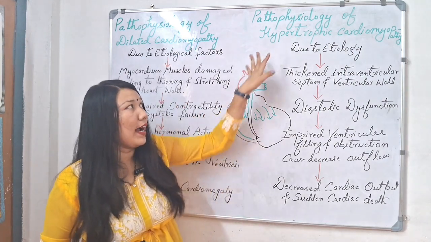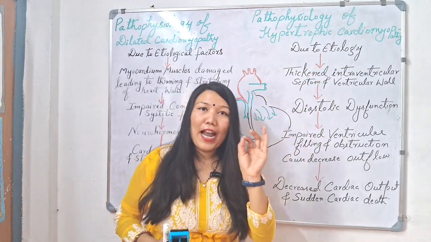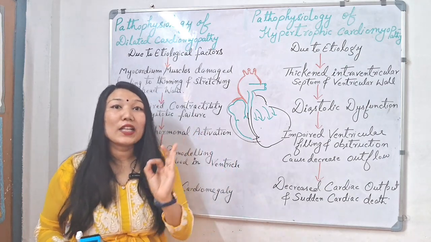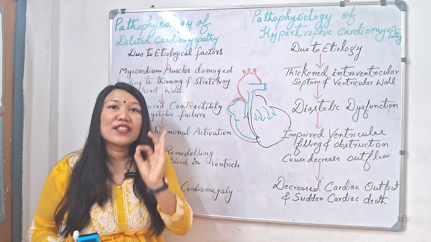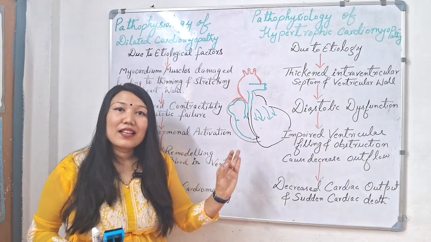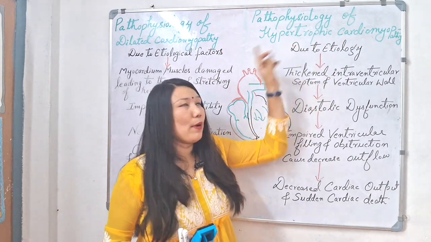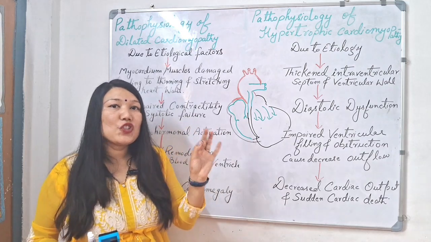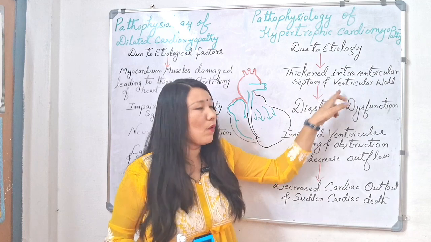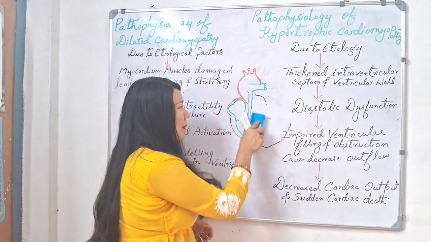So what happens in hypertrophic cardiomyopathy? Due to etiology. The main etiology for hypertrophic cardiomyopathy is a genetic mutation in the sarcomere protein. Sarcomere protein is essential for the muscles. Okay, the muscles are formed through the sarcomere protein. So whatever causes there are for hypertrophy, the main cause is genetic. Due to genetic mutations, what will happen? Thickened intraventricular septum and ventricular wall. There will be thickness in the ventricular wall and in the septum region also.